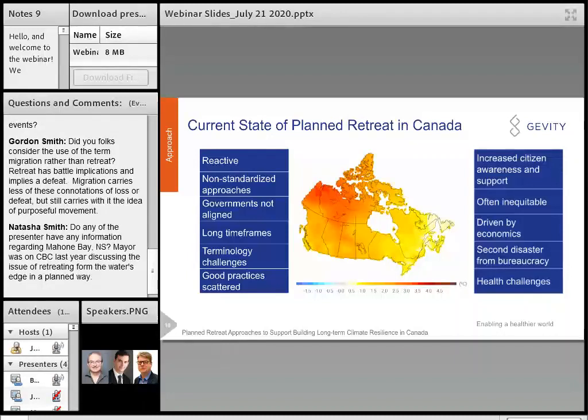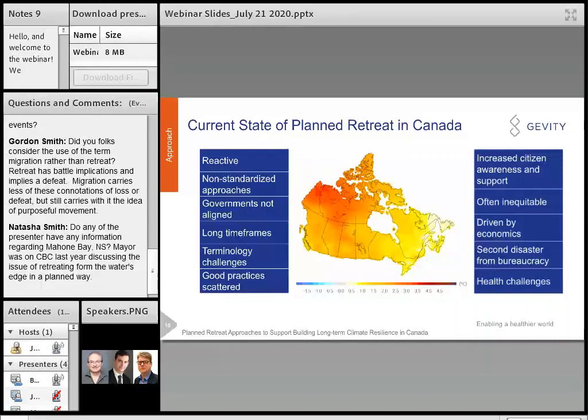I think the increase of citizen awareness and support and government support for retreat is often driven by understanding of economics. Just how much will it cost to adapt to the climate change that we know is coming? And the options that we choose all have a dollar figure attached to them. So in some cases, and one of the case studies I'll talk about clearly reflects this, the planned retreat option can often be a low cost or even the lowest cost option for dealing with future hazards.